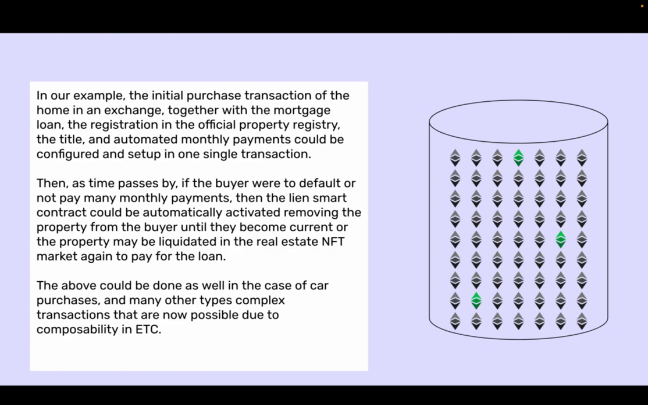Then, as time passes by, if the buyer were to default or not pay many monthly payments, then the lien smart contract could be automatically activated, removing the property from the buyer until they become current, or the property may be liquidated and sold in the real estate NFT market again to pay for the loan. The above could be done as well in the case of car purchases and many other types of complex transactions that are now possible due to composability in ETC.